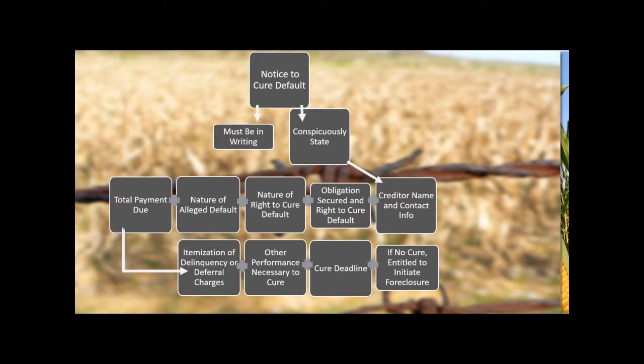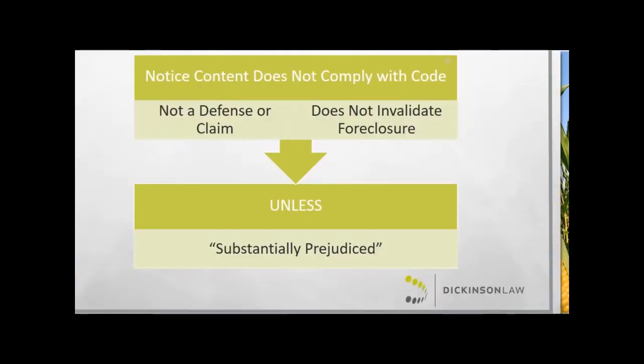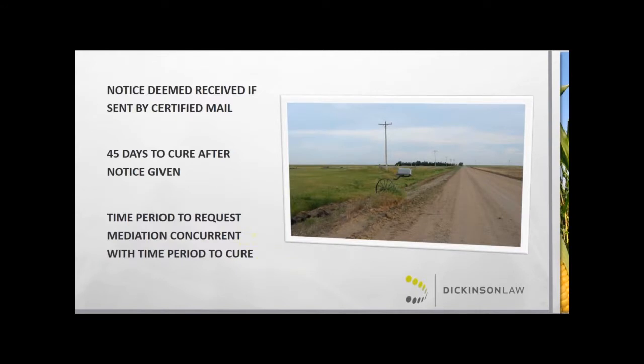If you have any of them arguably missing or not present, you won't have given sufficient notice. And in this instance, if you have notice content that does not comply with the code, it's not going to be a claim or a defense of the claim or invalidate the foreclosure unless the borrower can argue that that failure to have that notice substantially prejudiced them. Again, in a court of equity, I think we're probably going to be a little deferential of what that means in favor of the borrower. So it certainly is better to make sure that you have a form or template and that you hit all those bases in giving your notice.